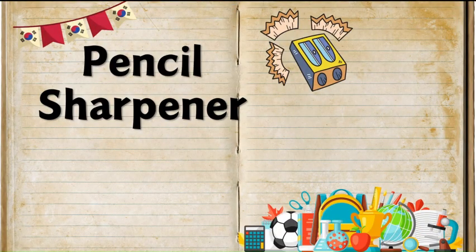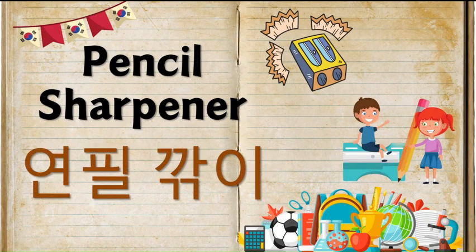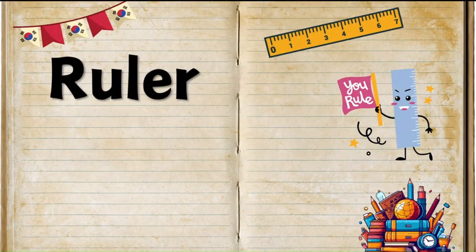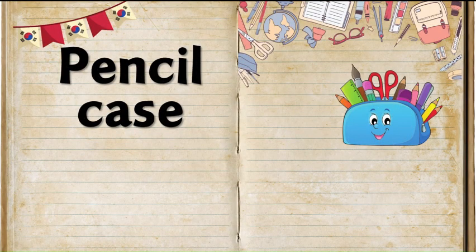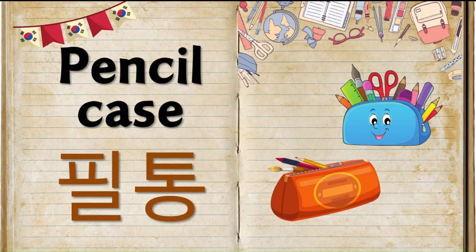Next comes the Korean word for pencil sharpener, and that is 연필 깎기. Next comes the Korean word for ruler. It is very easy. 자. Next, let's see the Korean word for pencil case, and that is 필통.